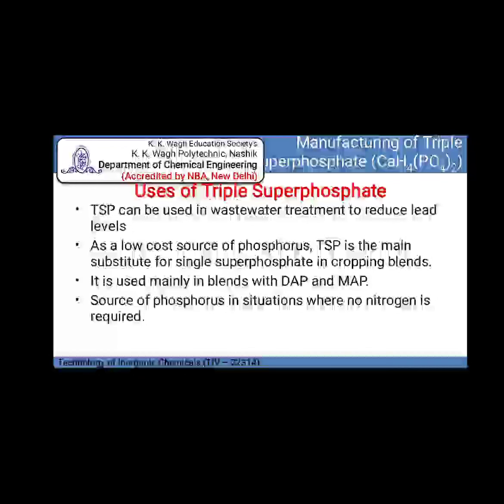Uses of triple superphosphate. Triple superphosphate can be used in wastewater treatment to reduce lead levels. It is used as a low-cost source of phosphorus. Triple superphosphate is the main substitute for single superphosphate in cropping blends. It is used mainly in blends with DAP and MAP, that is diammonium phosphate and monoammonium phosphate. Source of phosphorus in situations where no nitrogen is required.